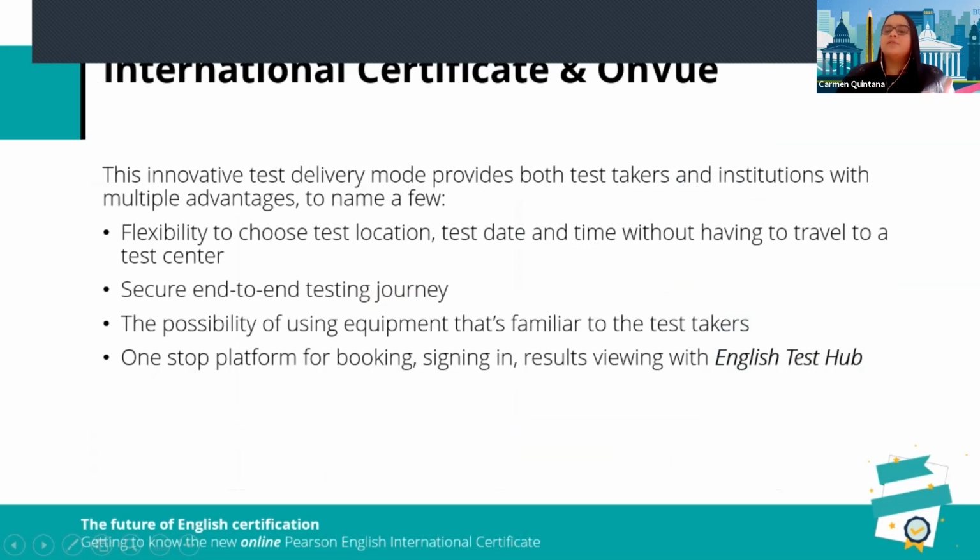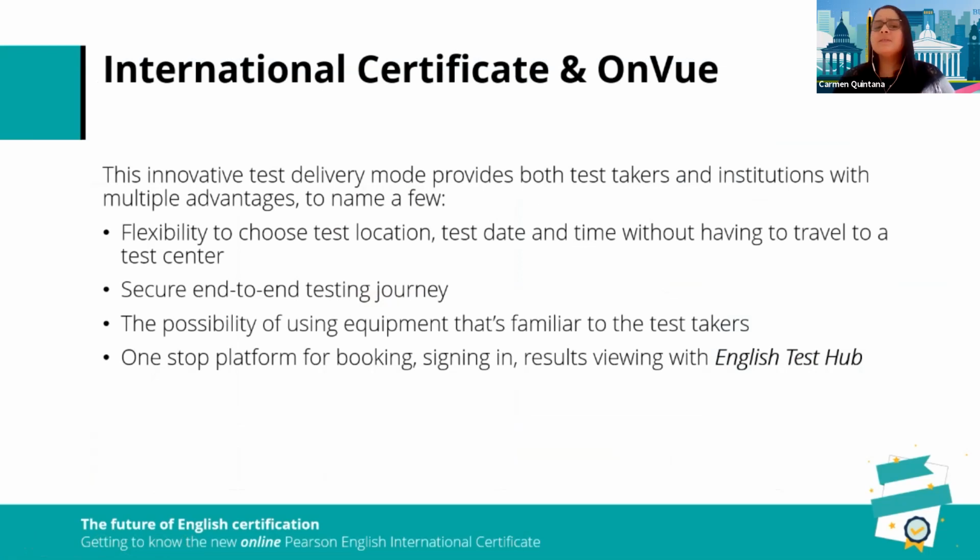Now, this combination of online proctoring and International Certificate provides test takers and institutions with multiple advantages. But just to name a few, it gives them flexibility to choose test location, test date, and test time without having to travel to a test center. In many countries, candidates were traveling very long distances to their test locations, and sometimes having to travel more than once in order to take a separate spoken component. With OnView and International Certificate, they can take both components, or they can have their 4 skills assessed in one go, in one appointment.